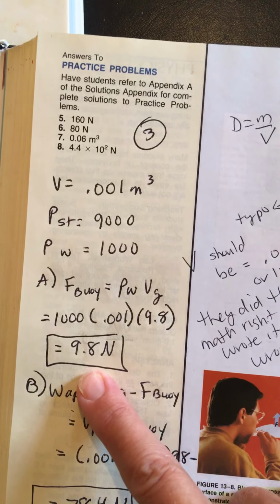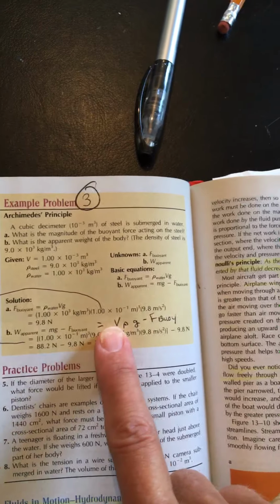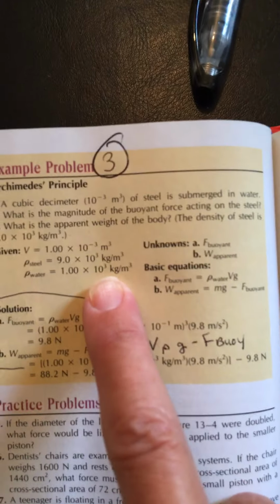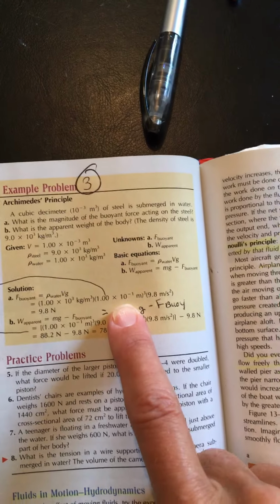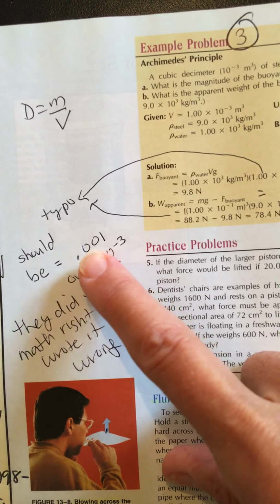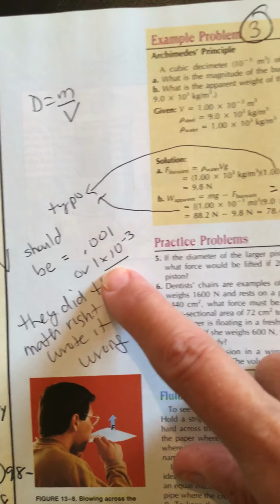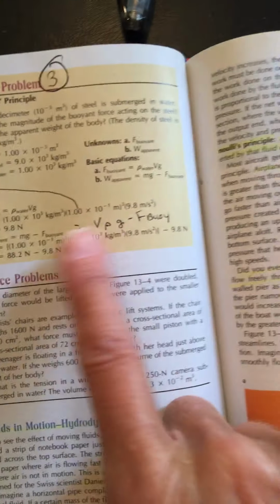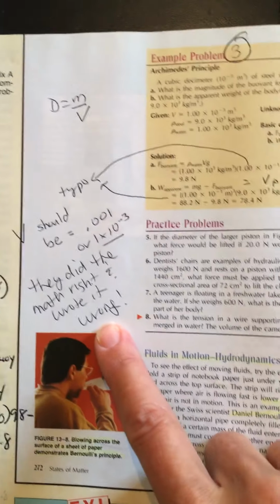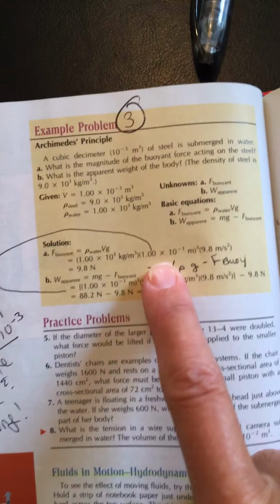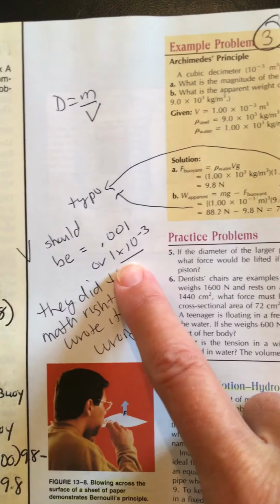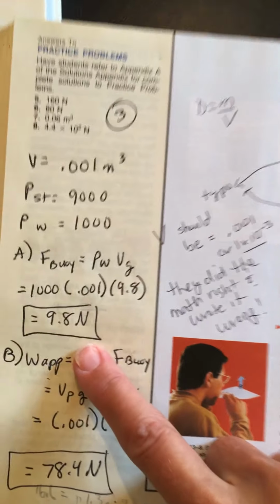So that means we multiply our 1,000 times our 0.001 times the acceleration due to gravity, and it's 9.8. Now, in your book right here, they have a typo. Over here, you see that it is 10 to the third, and here they put that it's 10 to the negative 1. And it should be 0.001 or 10 to the negative 3. They did the math right, but they wrote it wrong. If you use their number, you won't get the right answer. You got to use the right answer that they gave you in the given to do the problem. So don't let that fool you.